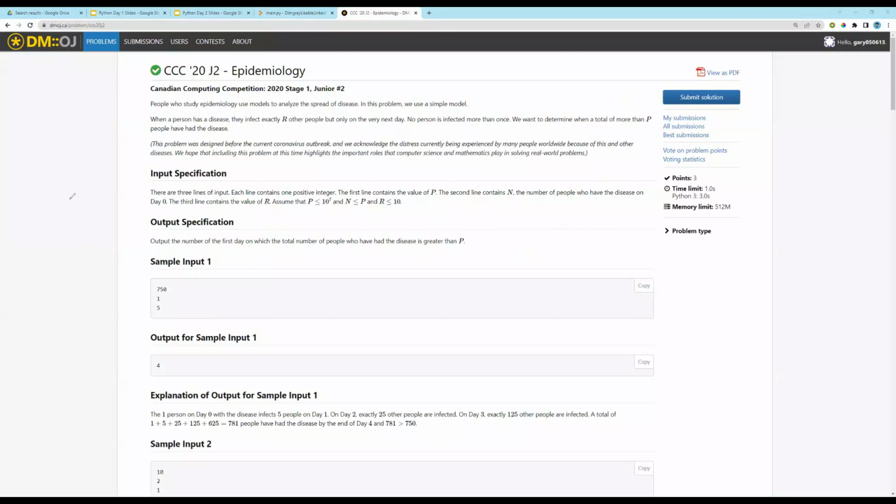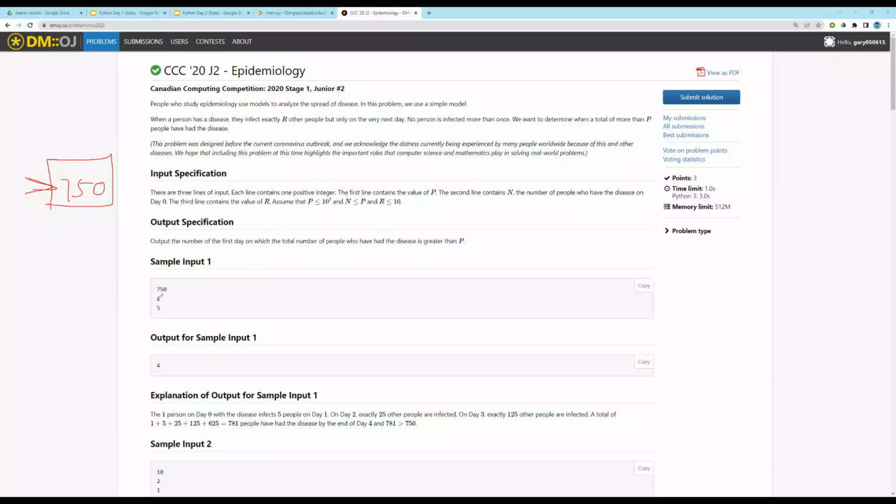You're given a value P, so 750. You're supposed to know when the people who are infected with the disease surpass 750. Is it surpassed or is it equal to? Total, yeah, a total of more than P people who have the disease. So you're supposed to check when your total number surpasses 750, and then output on which day it will surpass that.